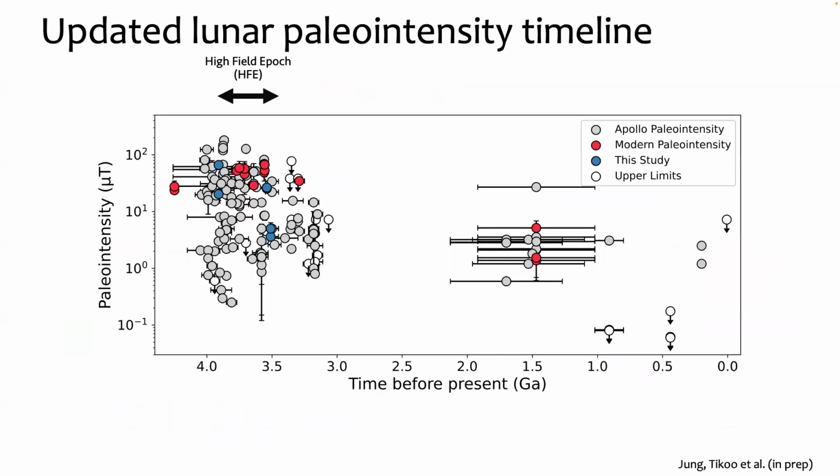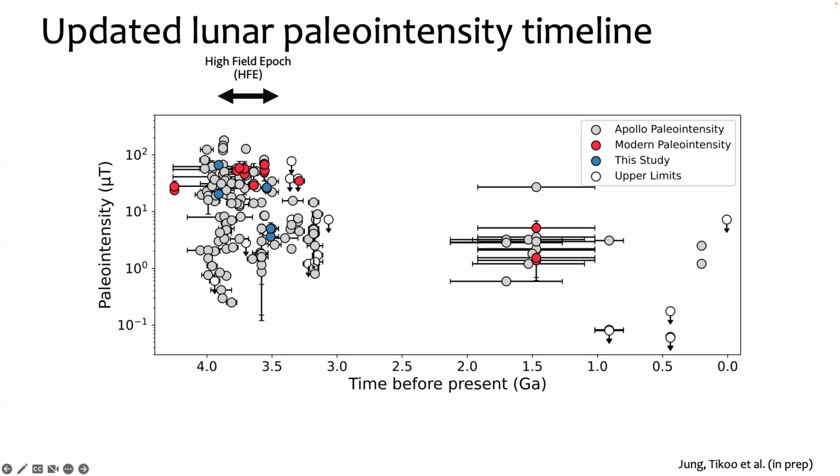So based on this, here's a compilation of all lunar paleomagnetic data acquired to date that my student put together. The gray circles are the Apollo era paleointensity values. So you can see there's a lot of scatter. The other modern paleointensity measurements are shown in red. And where we have a positive result, if you have samples with a negative result where you don't see anything, those upper limits are shown in white. So you can see some upper limits.